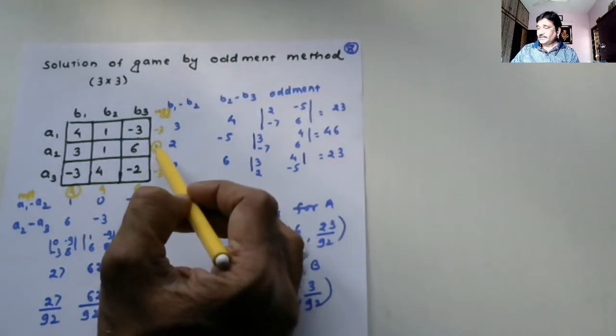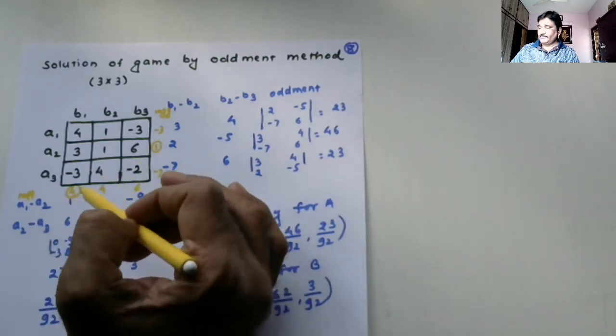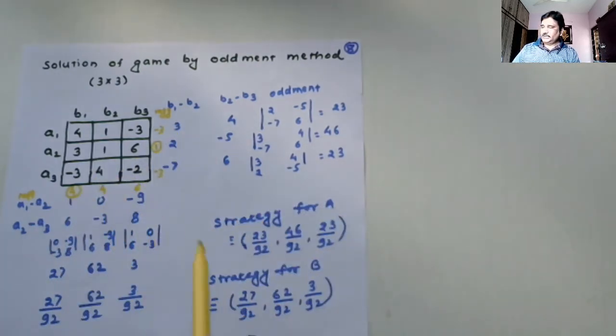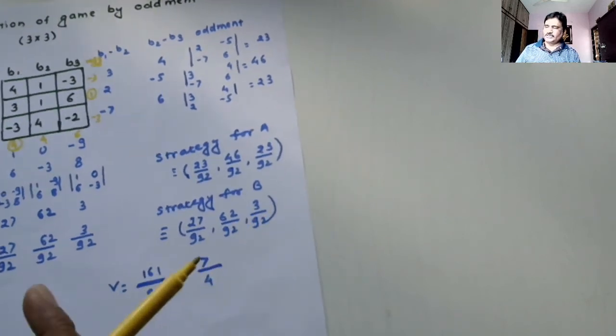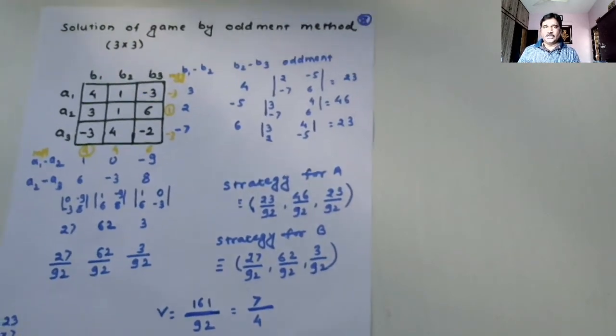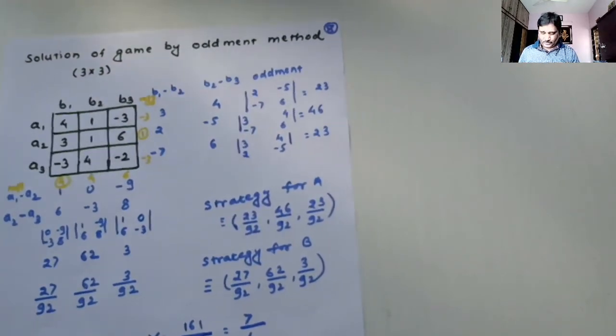But one thing is clear here: the game value will be lying between 1 and 4, right? And you see here the game value is in between the range. 7 by 4 means 1 plus 3 by 4, right? So that's how we can use the augment method for solving a 3 by 3 game.